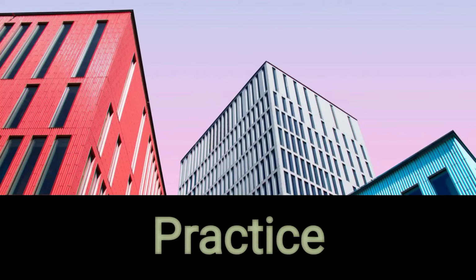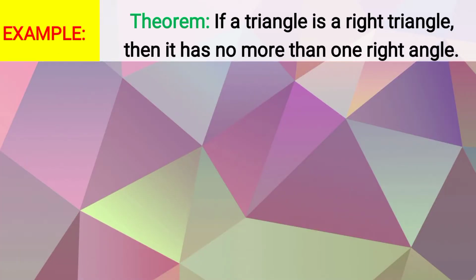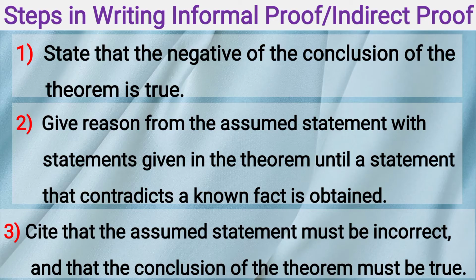Practice. Let's say, if a triangle is a right triangle, then it has no more than one right angle. This statement is already a theorem. Remember the steps in writing informal proof or the indirect proof? Three steps to be considered.